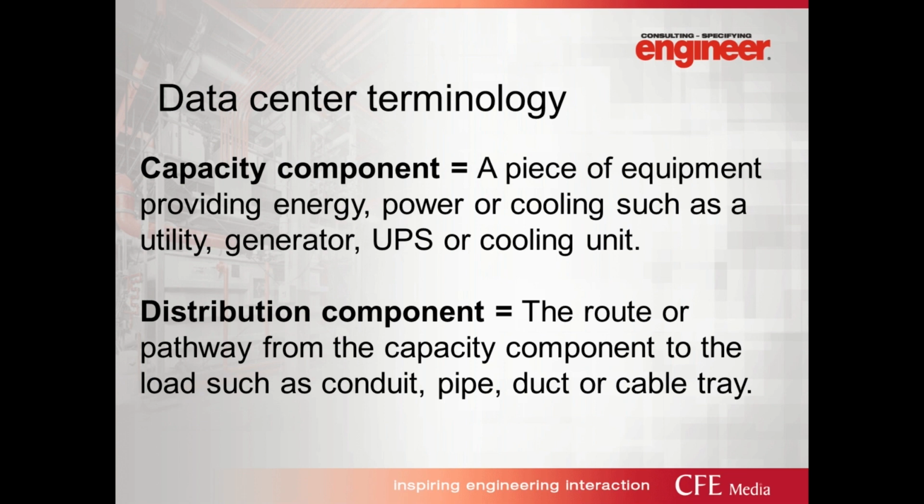We also talk about 2 things: capacity component, something like a generator or a UPS or a utility source, as well as distribution component, cabling, cable trays, pipe, duct, cooling lines. Oftentimes people get hung up on the capacity component and neglect the distribution components, which are equally as important in creating a concurrently maintainable high availability data center.